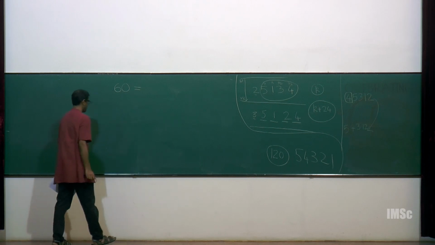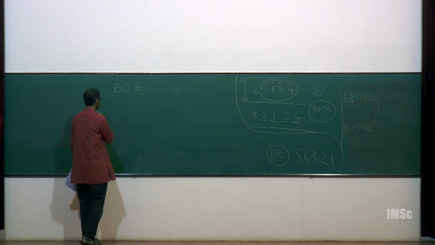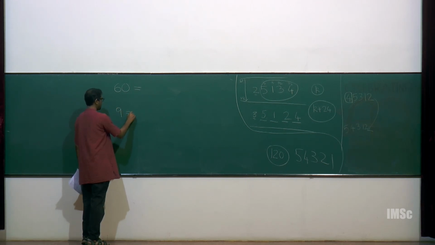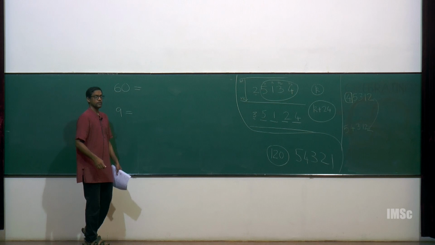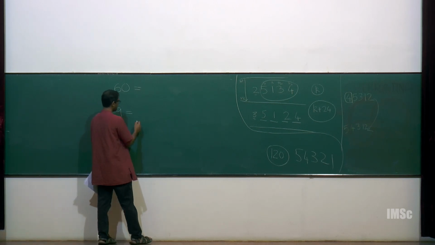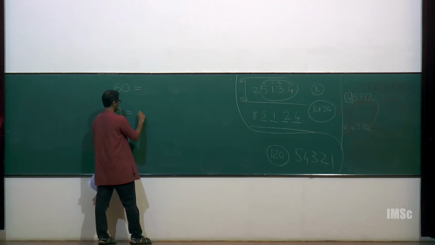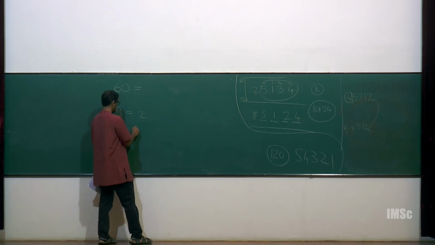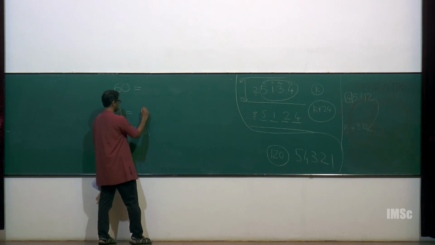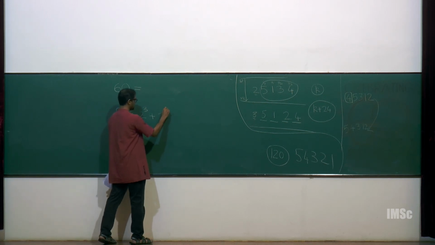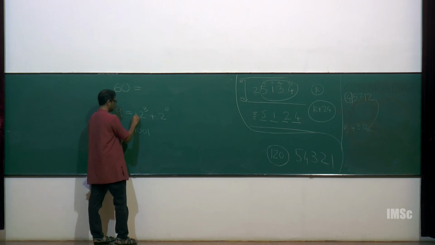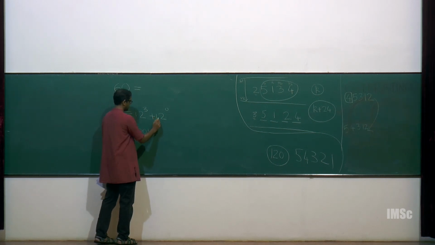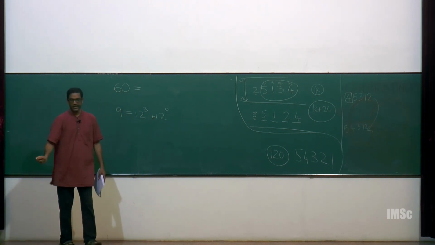Maybe we should take some simpler example before I get to 60. If I wanted to write a number in binary, for instance: what is 9 in binary? You guys are really quick. 1, 0, 0, 1. That's 8 plus 1, so it's 2 cubed plus 2 to the 0. So it's 1 times 2 cubed, plus 0 times 2 squared, 0 times 2, and then 1 times 2 to the 0. So that's 9 in binary.